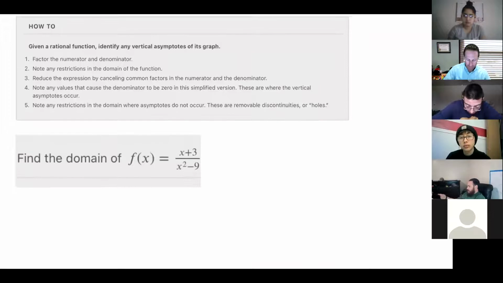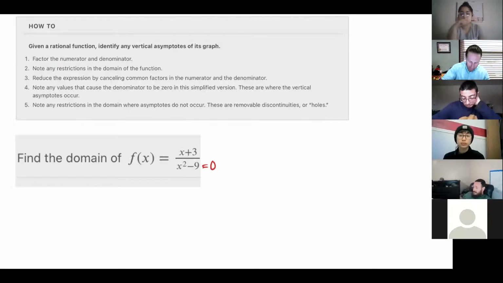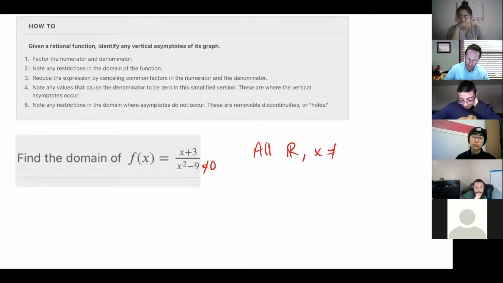So if I asked you to find the domain of this function right here, what would you be trying to do? Find what x is not. Where? In the denominator. Only in the denominator. So we will set this equal to 0, and those will be the things that x cannot be. Otherwise, it's all real numbers except x cannot equal. Can anybody look at this and tell me what they would be easily? Positive 3 and negative 3. Good.